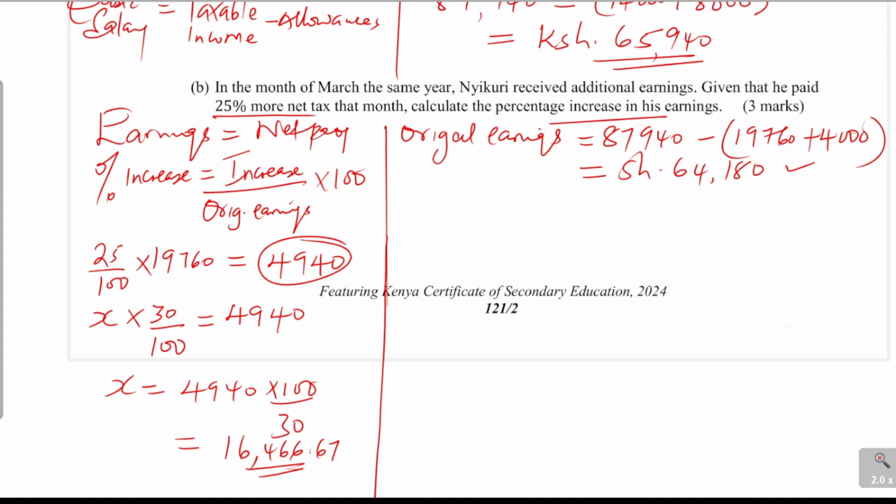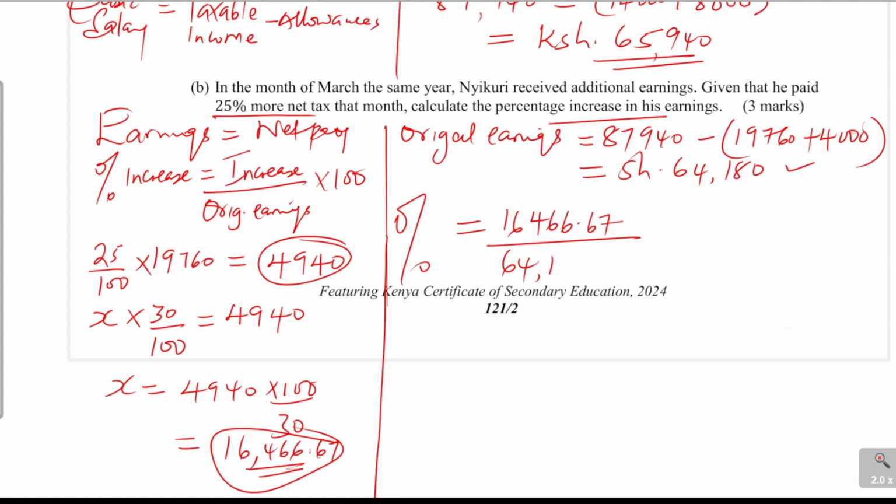And now, after getting that, we can get the percentage increase, because we said the percentage increase will be given by the increase in the earnings, which you already got as 16,466.67, this was the amount that increased to give that tax, divided by the original earnings, which is 64,180, and then we multiply by 100. And this will give 25.66%. So that is how you're supposed to solve that question.